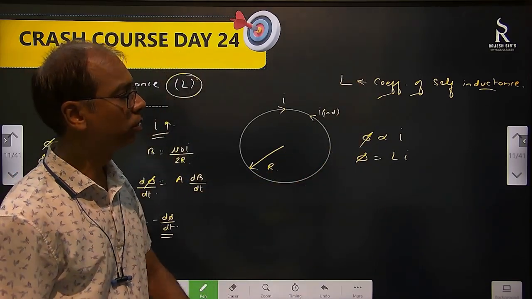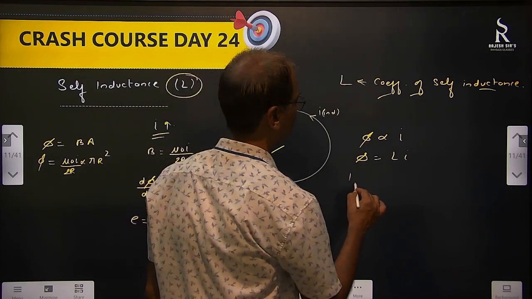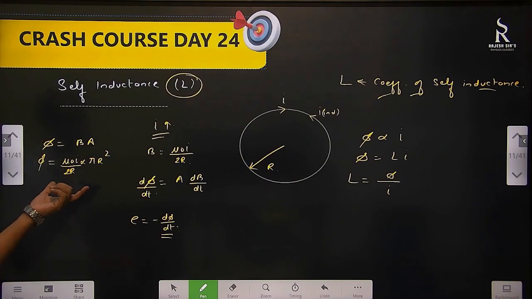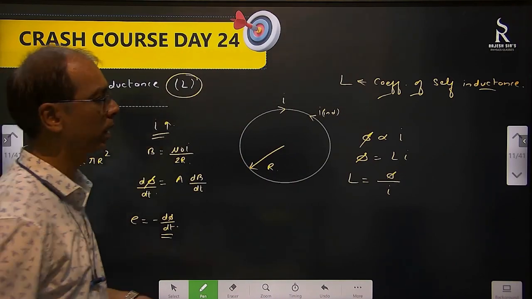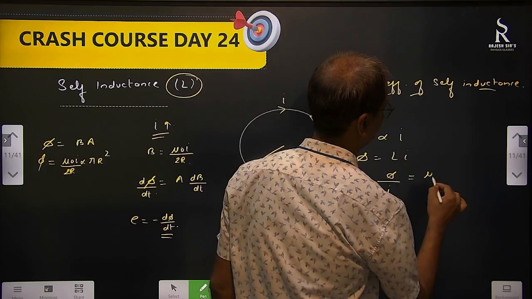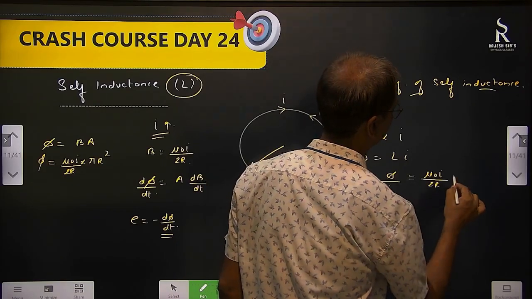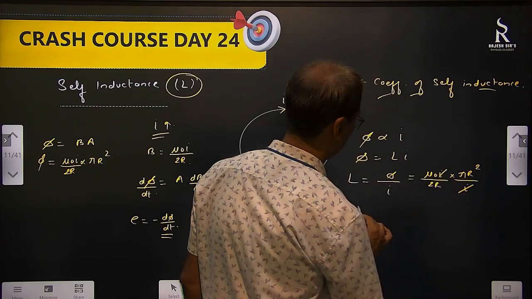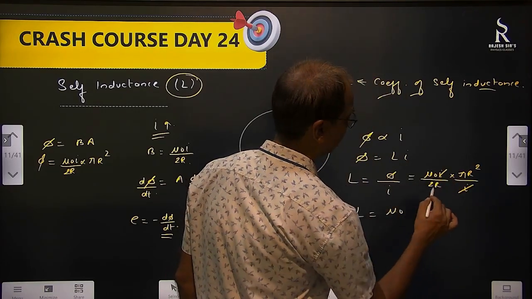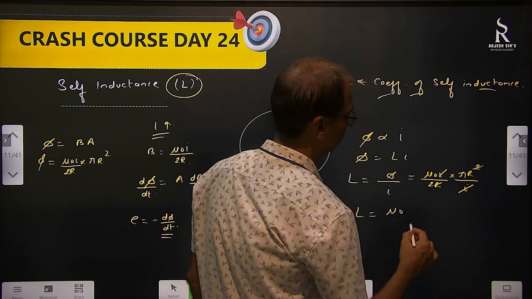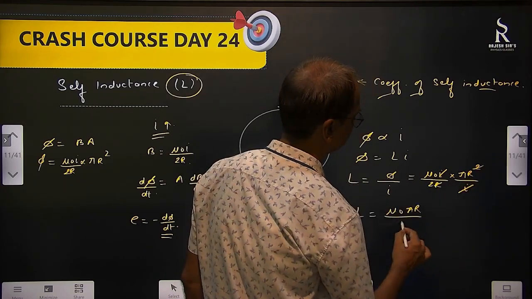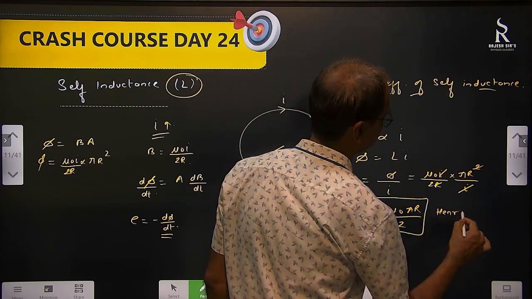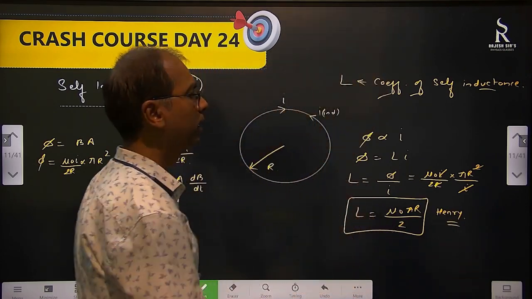Now the question is, if I want to know the L value, what shall I do? So L is equal to phi by I. And what is phi? I have written over here. Mu naught I by 2R into pi r square. This is phi by I. So I gets cancelled. So the L value that we are getting here is mu naught, and one R is also cancelled here. So mu naught pi r by 2. Okay, what is its unit? Its unit is Henry. Unit of L is Henry.